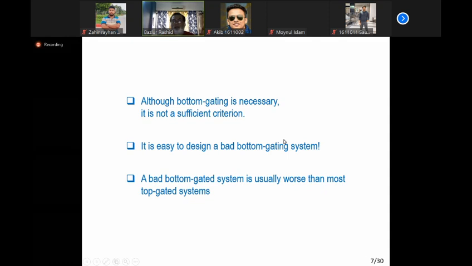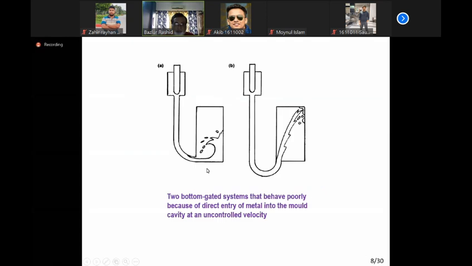So again, we are advocating the bottom gating systems. Although a bottom system is necessary, it is not a sufficient criterion, because design of a bottom system is very difficult. So it is very easy to design a bad bottom gating system, and a bad bottom gating system is always worse than the top gating system. We see some examples. This is a bottom gating system, but it is designed badly. Because of that, there is a lot of turbulence, a lot of splashing. The velocity of entry is very high. So although we are using a bottom pouring system or bottom gating system, this is bad.